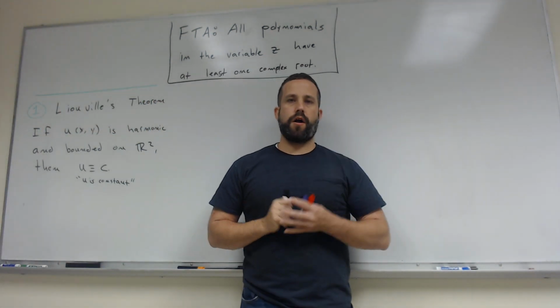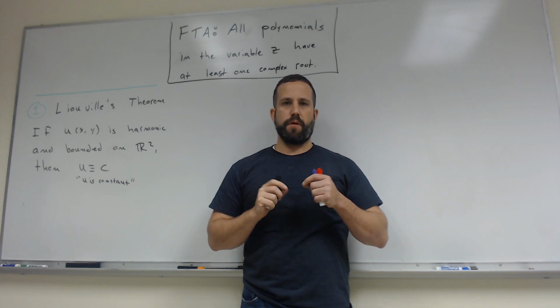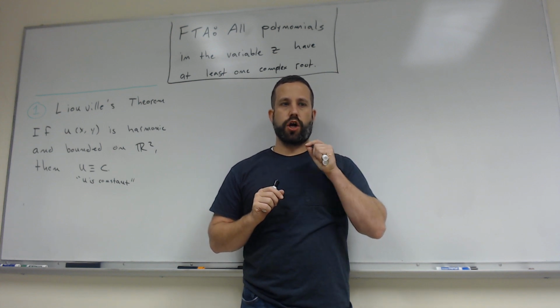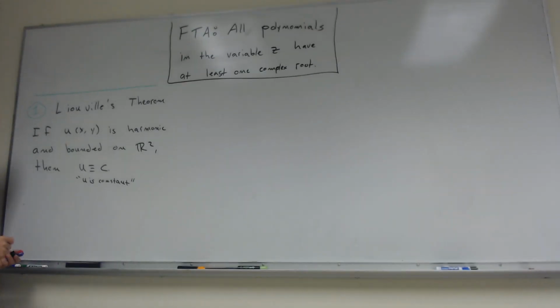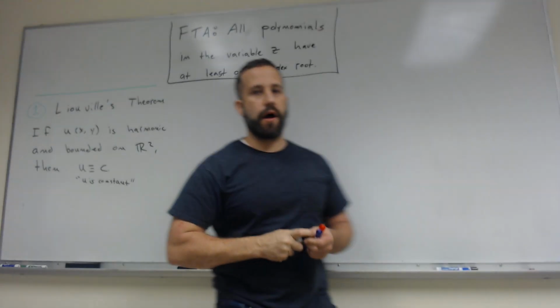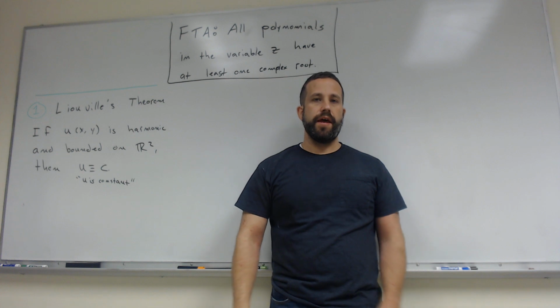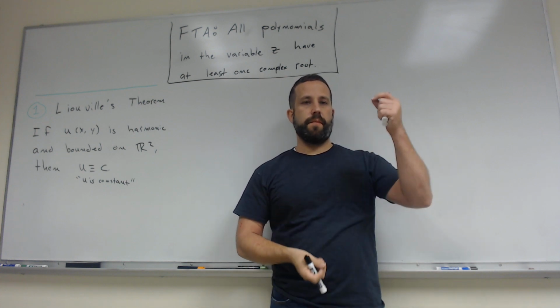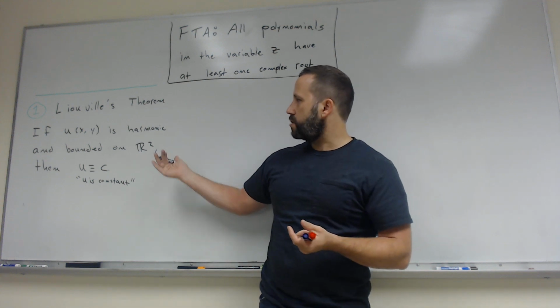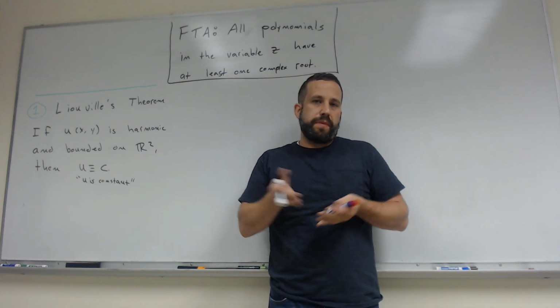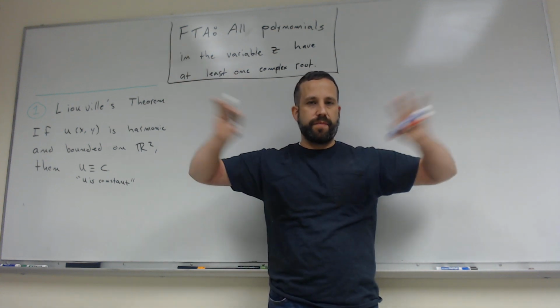Well, what do we know about harmonic functions? Bounded means bounded above and bounded below. So harmonic functions achieve a minimum and a maximum at the boundary of the domain. What is the boundary of the domain of R2? There really isn't one, but maybe we kind of think about infinity as being the boundary.